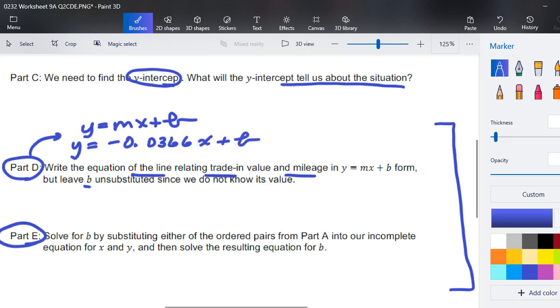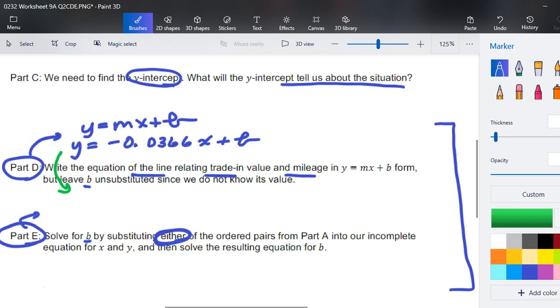So it says write the equation of this line and leave b unsubstituted since we don't know its value. So we wrote the equation. It then says solve for b by substituting either, big note there, either of the ordered pairs that we had. I always try to think lazy and pick the smallest one. They're both kind of sizable, so I'll just go with the first one. Solve for b by substituting either of the ordered pairs into part A.